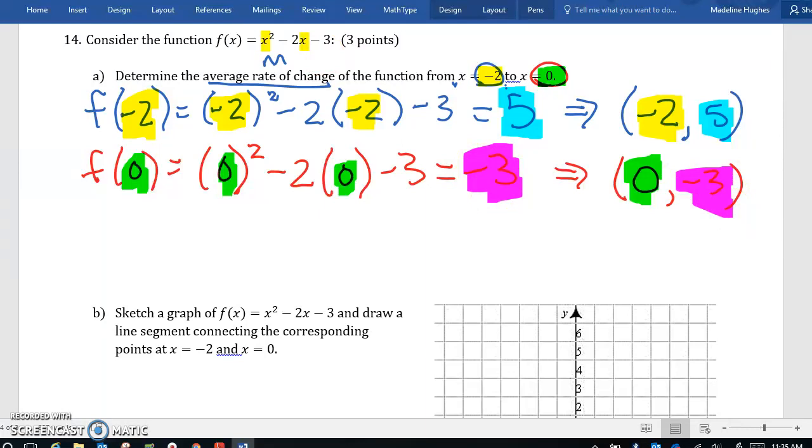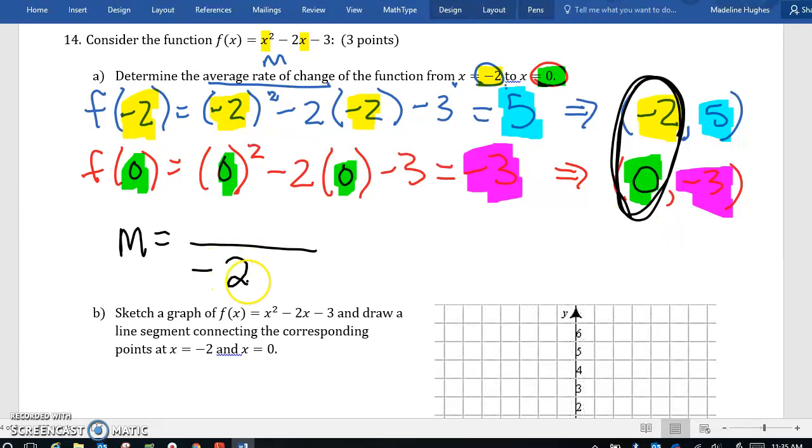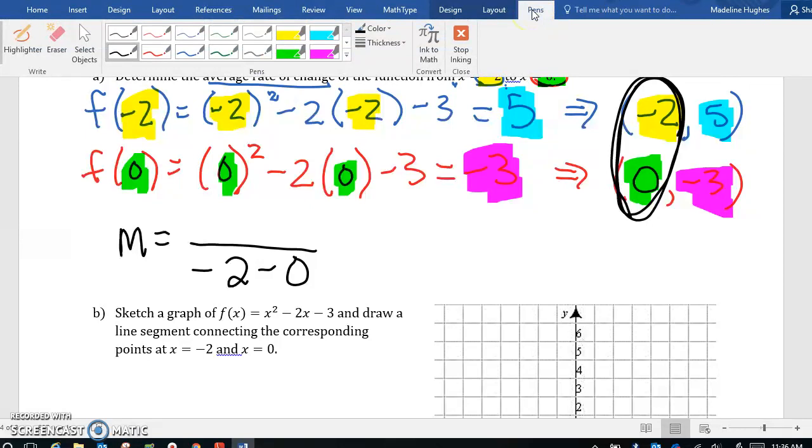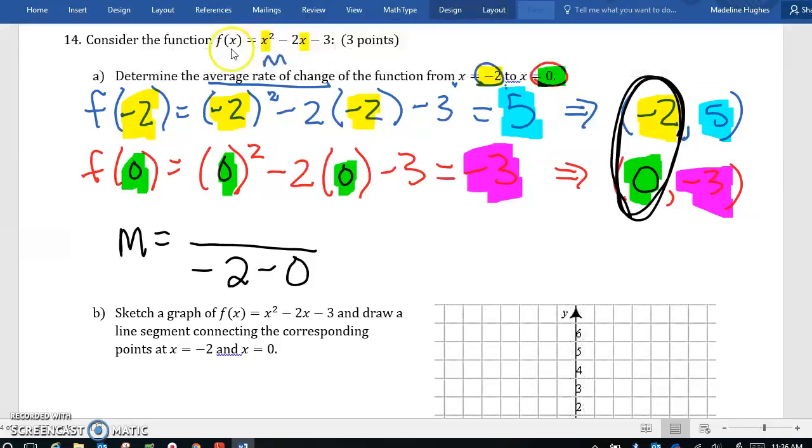Now, after this, we have to find the rate of change. So we're finding that slope. So our m is equal to, the x's go on the bottom, so our x values are subtracted here. -2 minus 0. And then the y's, I'll use green for this one. The y's go on top, so 5 minus -3.